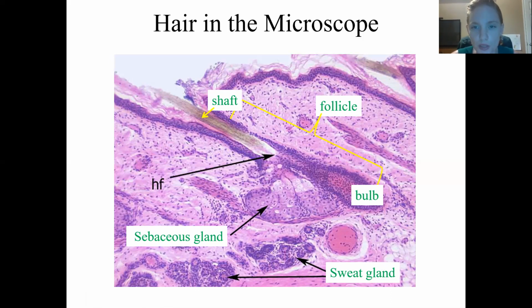There is one more that I didn't put on here because it's a little hard. This right here is actually an erector pili muscle. It's connected to the hair follicle that would be right here. And remember, the erector pili muscles erect the hair.